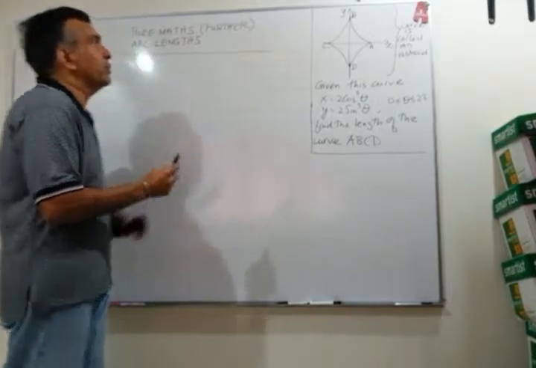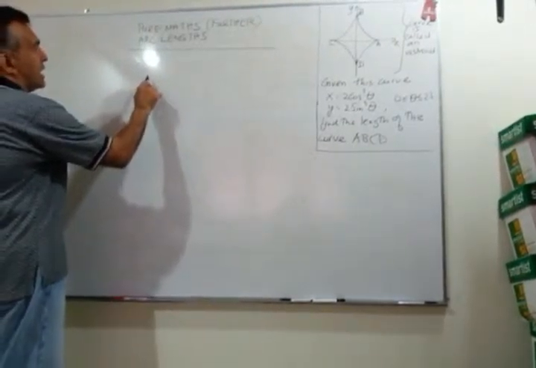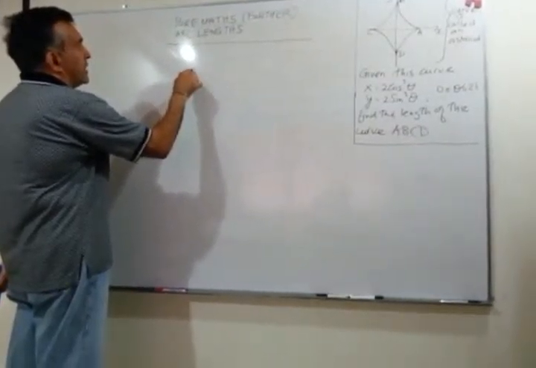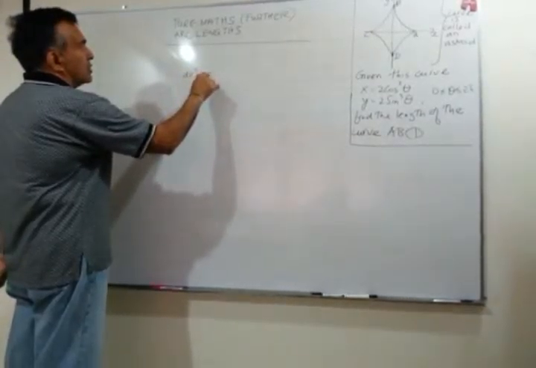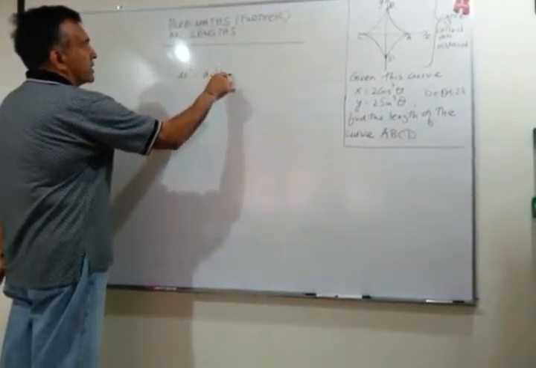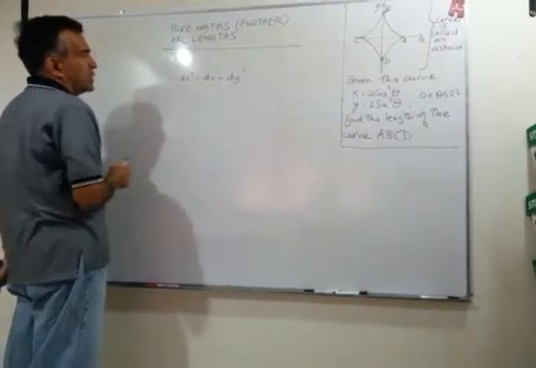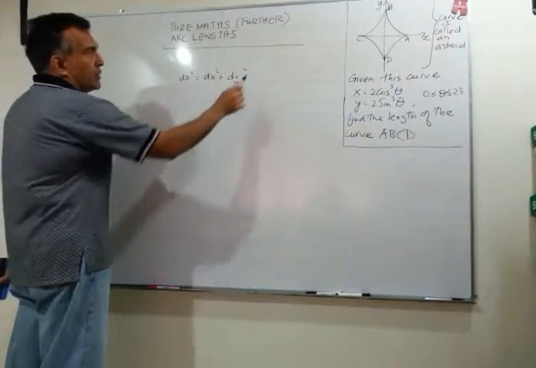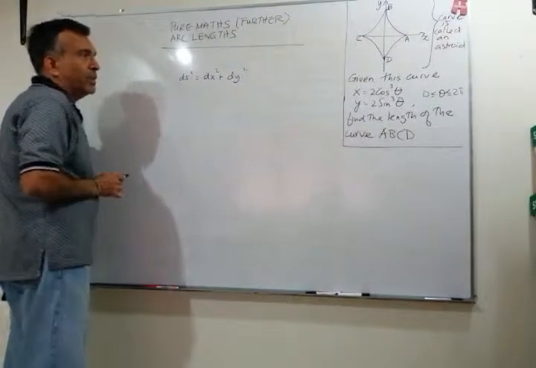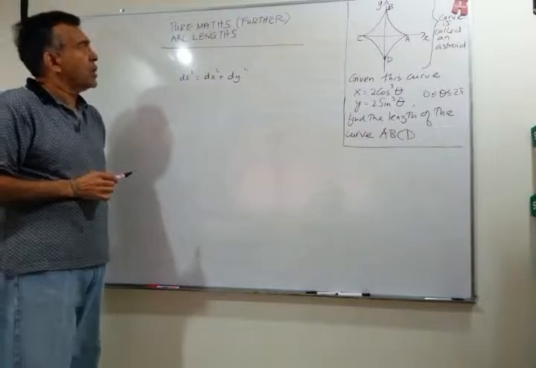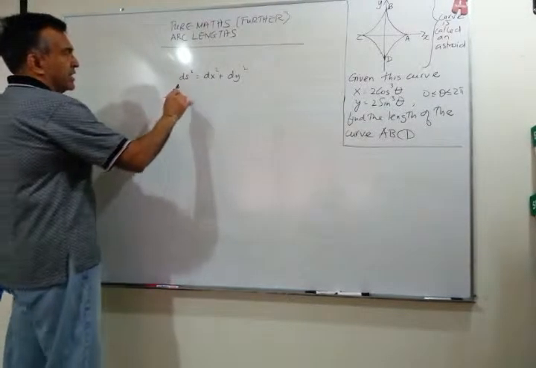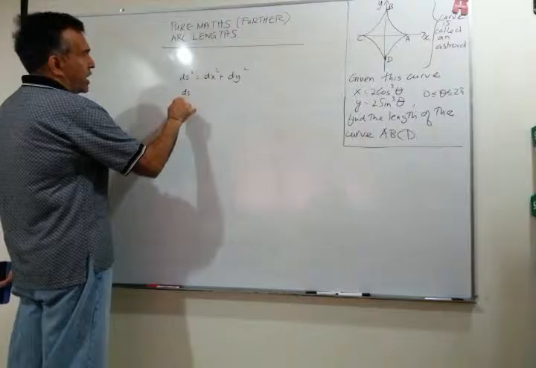So just to review, we are using the idea ds squared equals dx squared plus dy squared. This is the fundamental idea when we deal with arc lengths. So let's divide throughout by d theta squared.